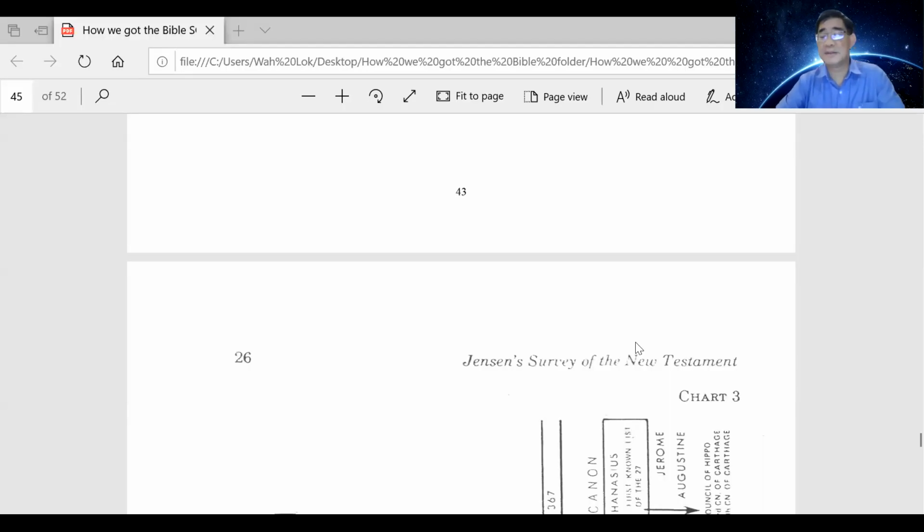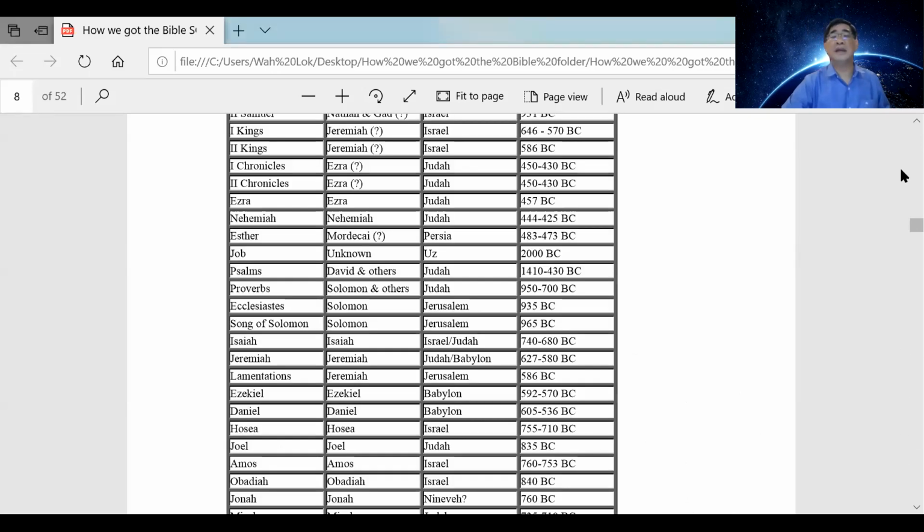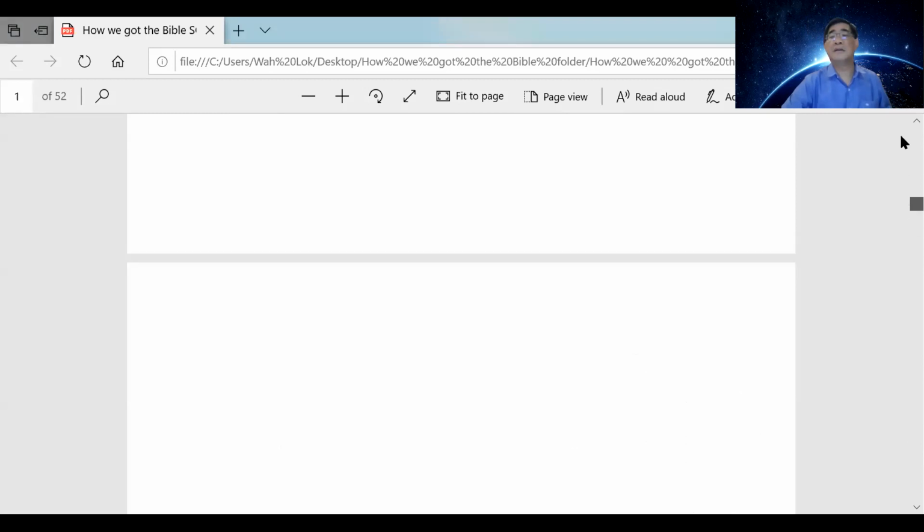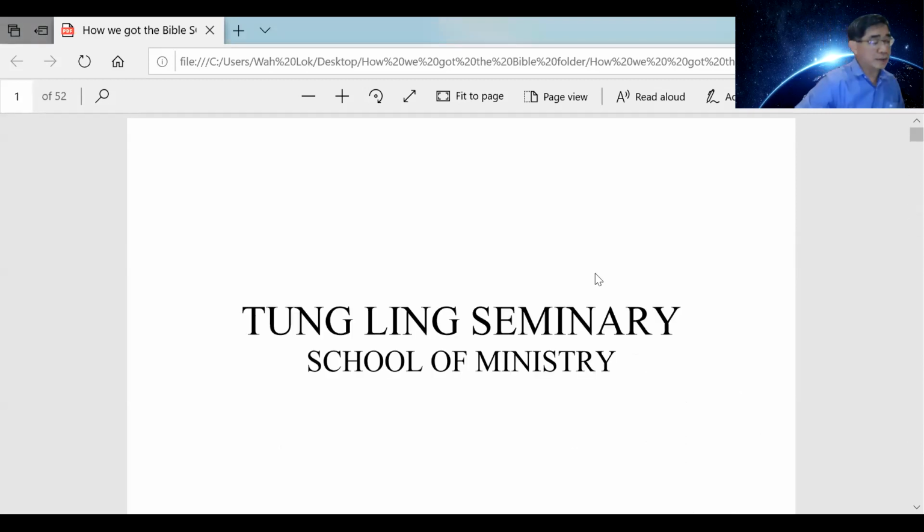Let me get back to the notes, the PDF file, right from the top. So we look at page 1. We've seen the contents already that we are covering.